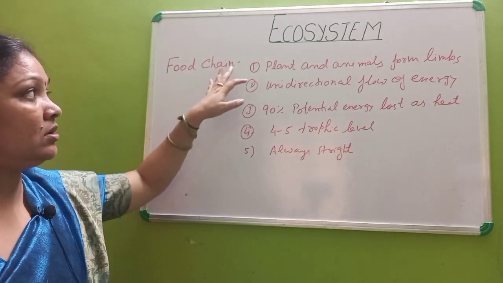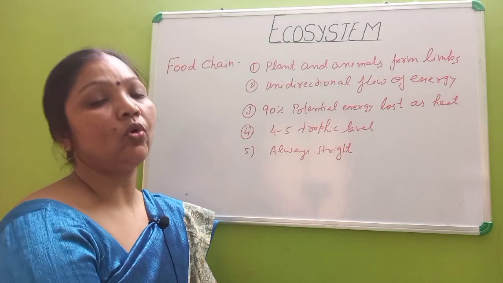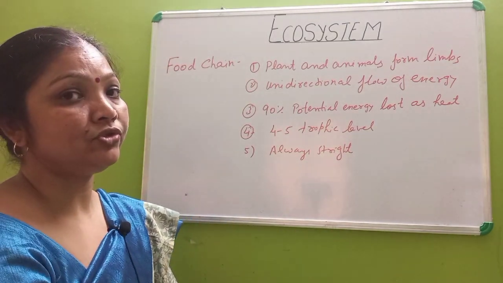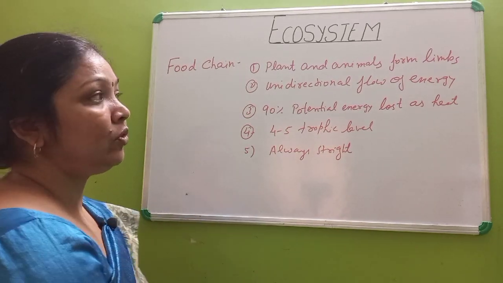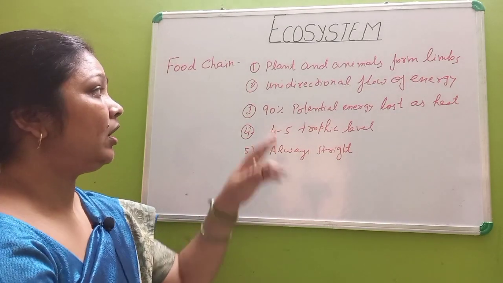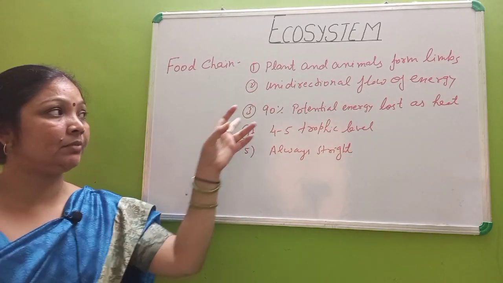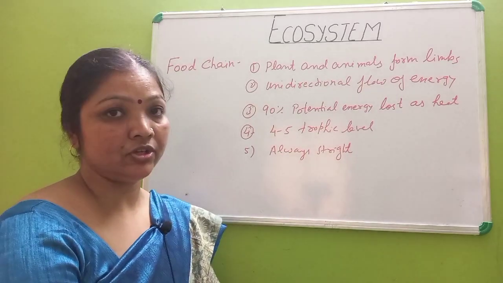The first characteristic: plants and animals are the main components of the food chain, and they form the links of the food chain. In the food chain, the flow of energy is unidirectional, and of whatever food is produced or taken in by one trophic level, 90% is lost in the form of heat.